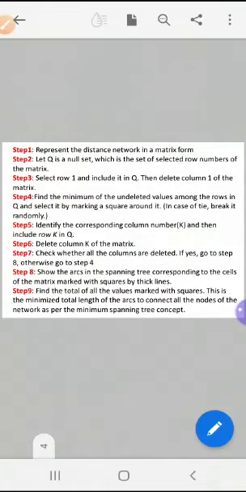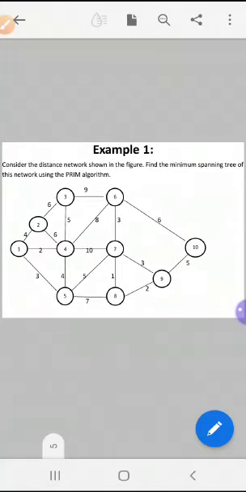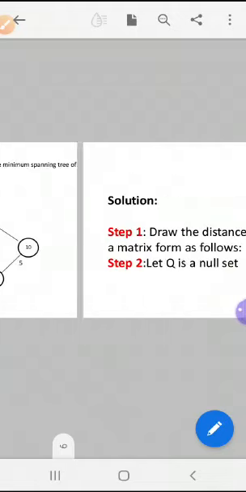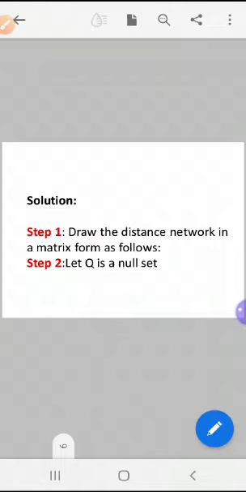You won't be able to understand by reading the steps 1 to 9. Let me illustrate this algorithm using an example. Here it is given a network diagram, and we have to find the minimum spanning tree of this network using Prim's algorithm. Here we have 10 nodes from 1 to 10. Now the step 1 is draw the distance network in a matrix form, and step 2 is let Q be a null set. For all the problems, step 2 is Q is a null set.